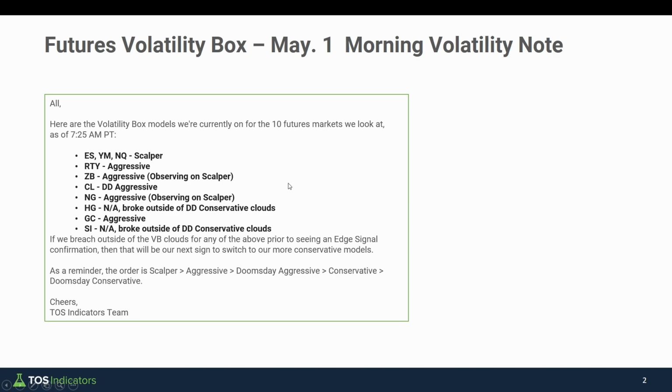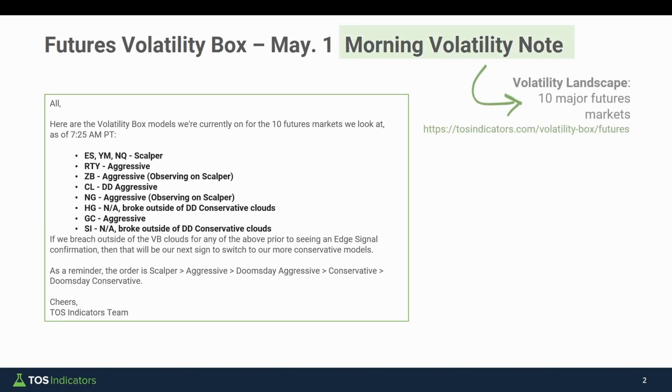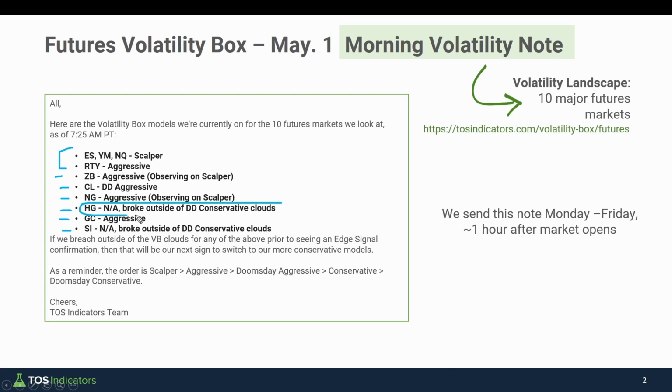Now, this morning volatility note is your cheat sheet. It gives you a volatility landscape of the 10 major futures markets. You can see all 10 of the markets here. We have the four major indices, we have the 30-year bond, we have crude, natural gas, copper, gold, and silver. This gives us a nice overview of what the volatility looks like and where we have opportunities we can take advantage of, along with which markets we want to be ignoring altogether, where, say, we don't really have an edge anymore, which was copper and silver today.